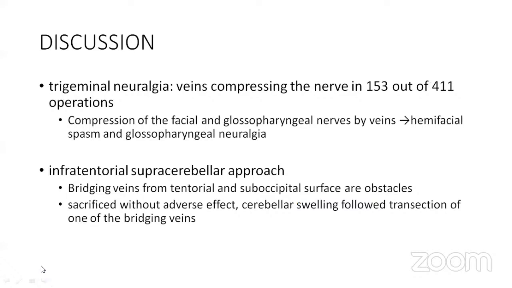For trigeminal neuralgia, the author has seen that out of 411 cases, 153 cases had veins compressing the nerve. Similarly, compression of the facial and glossopharyngeal nerves can also be caused by veins, causing hemifacial spasm and glossopharyngeal neuralgia.